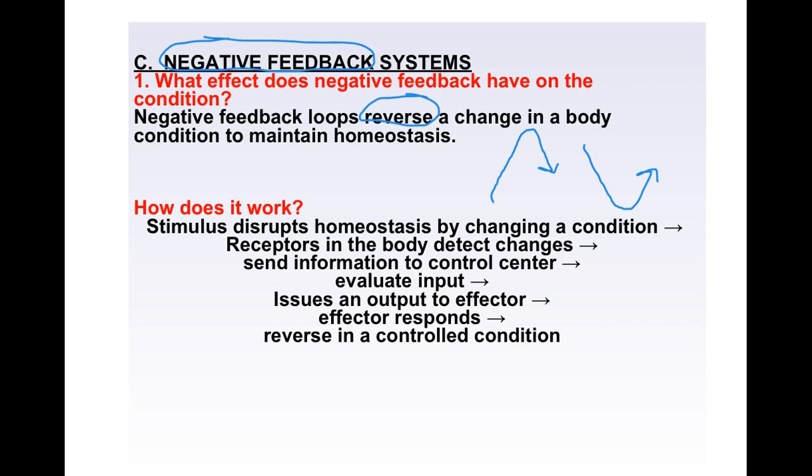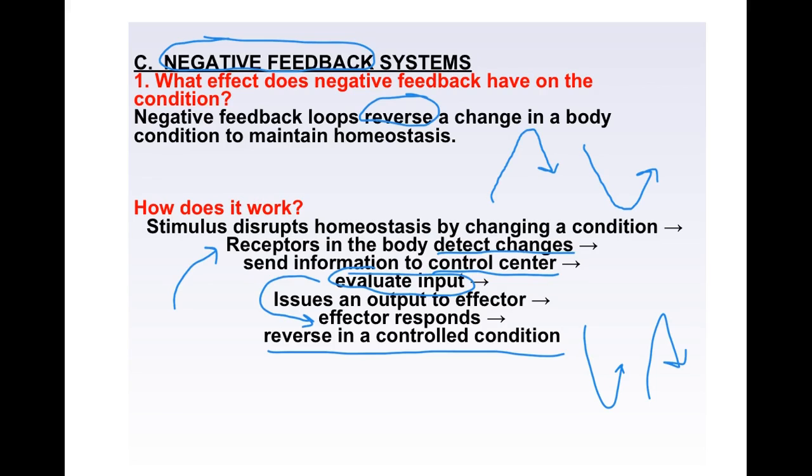And just like any feedback loop, the receptors are what detect the changes. It sends information to the control center, usually the brain. It evaluates this input from the receptors. It sends an output, a response, to the effectors. And the effectors actually respond to reverse the stimulus or the condition that the body is in. So if the body's getting too low, it brings it up. If it's getting too high, it brings it back down. That is all negative feedback means.